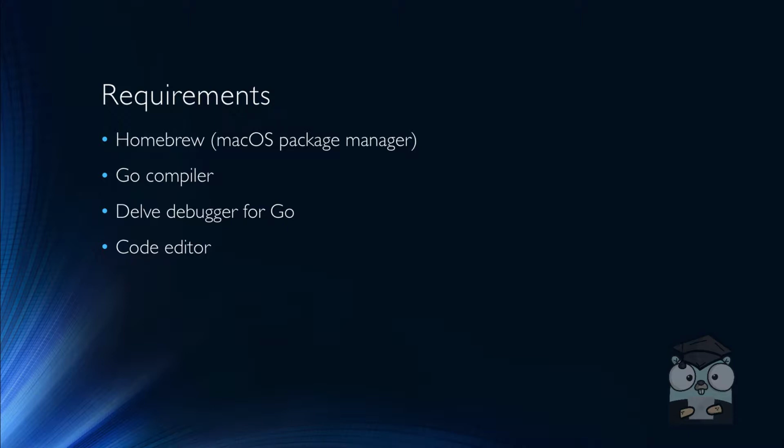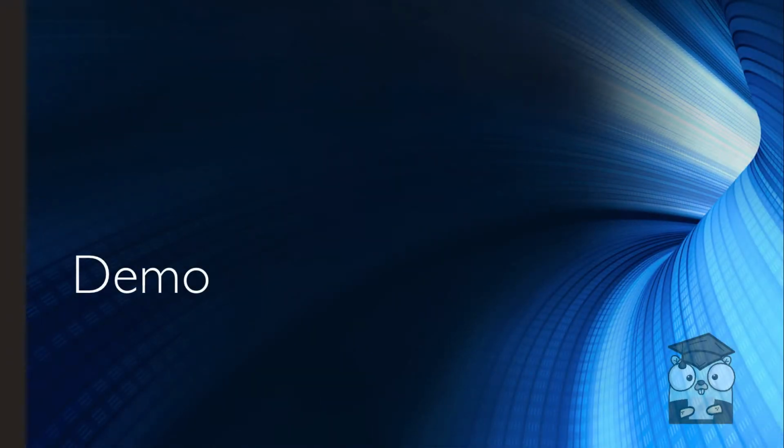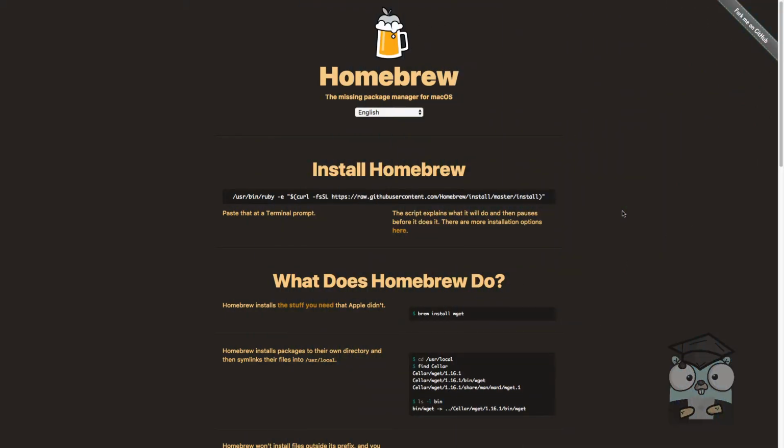I've chosen to use Visual Studio Code, the cross-platform open-source IDE developed by Microsoft. And after much experimentation with other options, I find that its Go plugin offers the best development experience, although I realize that conclusion is highly subjective. So let's get started. Let's first look at Homebrew's website at brew.sh.